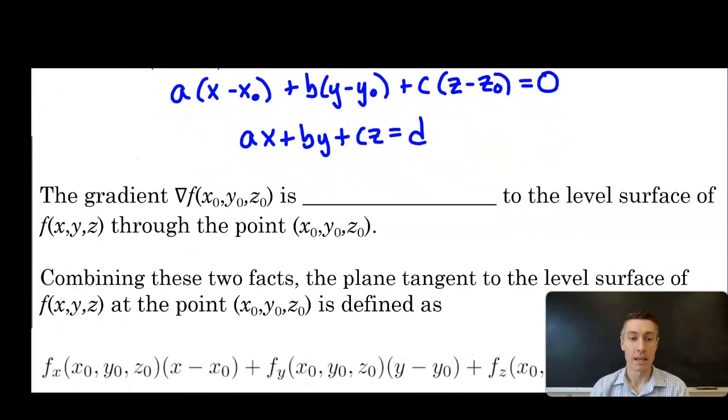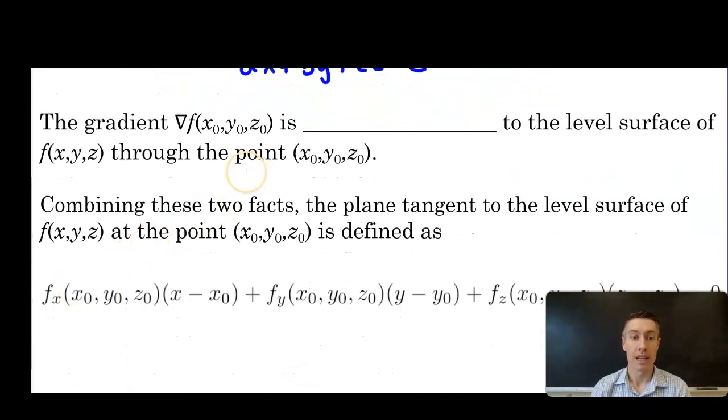The next piece we'll need is the gradient vector. So the gradient of a function at the point x0, y0, z0 is orthogonal to the level surface of the function through the given point. Right? So this is a result that we defined in the previous video, but we didn't utilize too much. So now we're going to focus more on this piece. The fact that the gradient vector of a function of 3 variables is orthogonal to a level surface at a point. Okay? It's a natural extension.